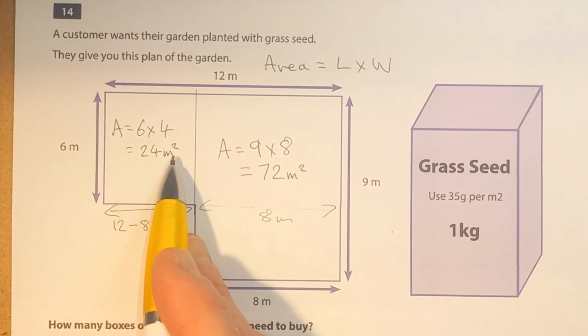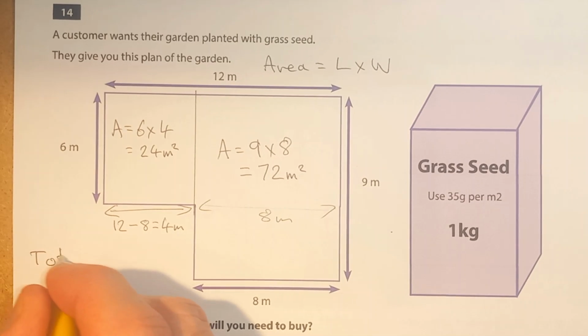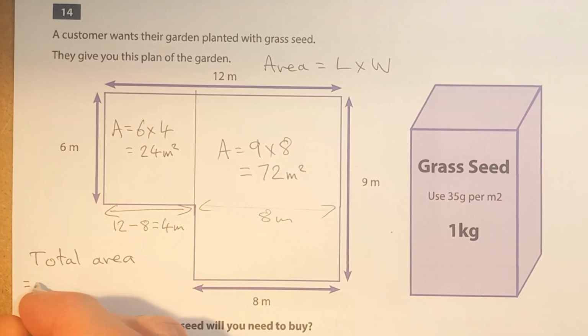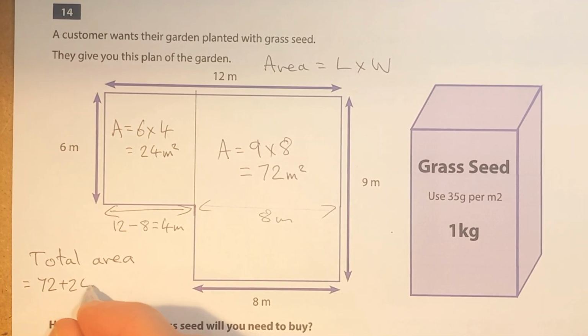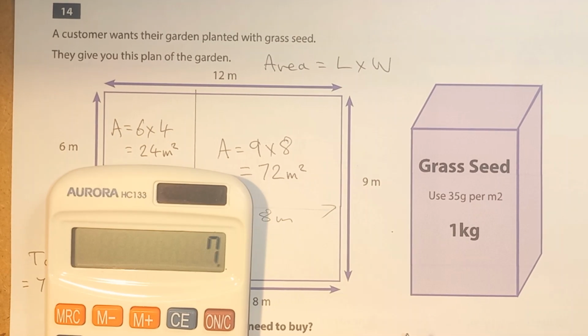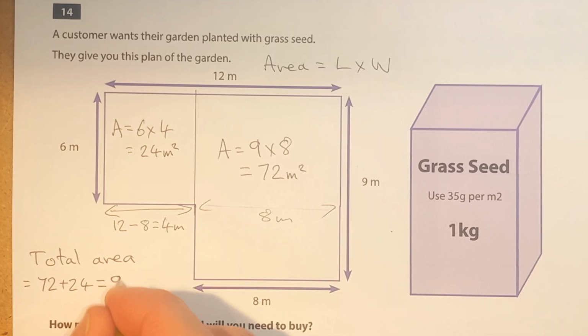Okay, because it's area, it's always going to be squared. So our total area is going to be 72 metres squared plus 24 metres squared, which gives us 96 metres squared.